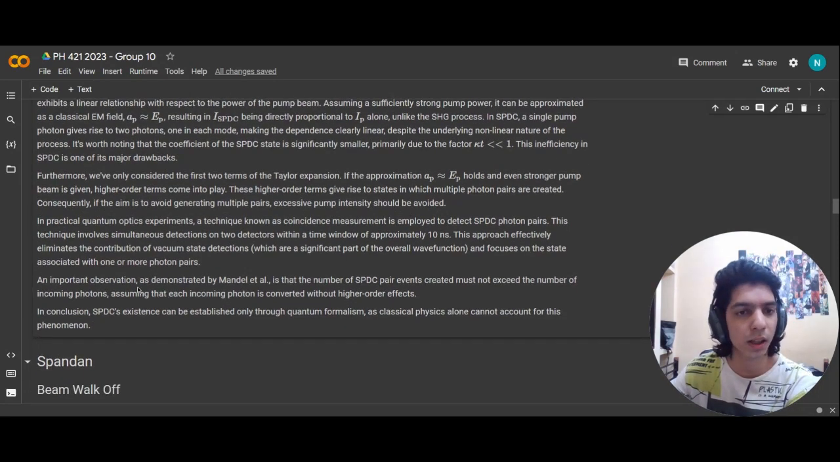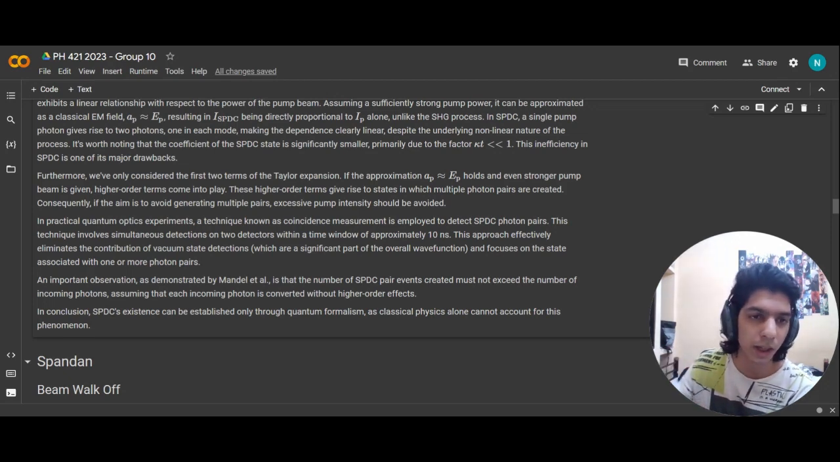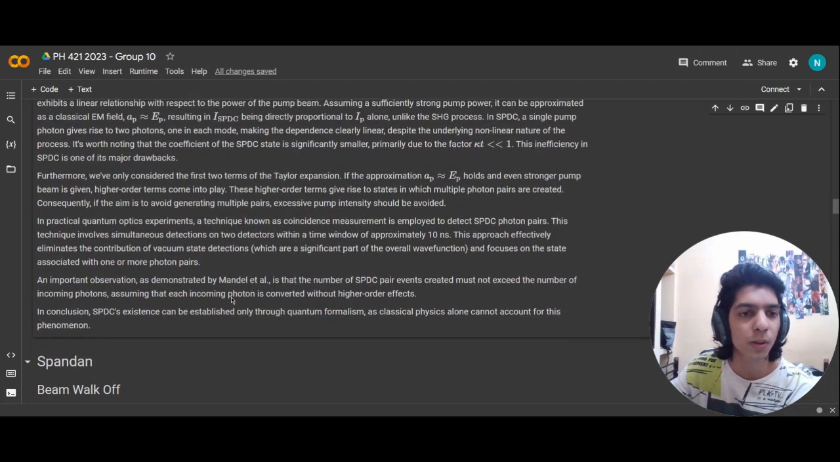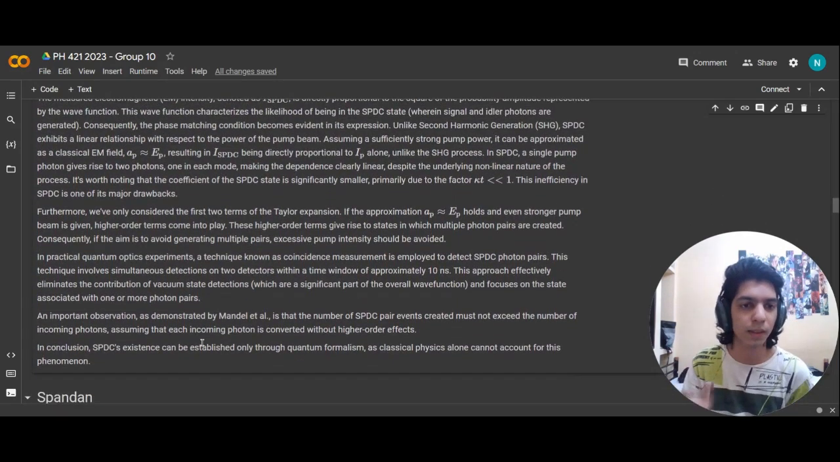Also, one observation was made by Mandel: the number of SPDC pair events created must not exceed the number of incoming photons. So, if there are two photons, then only two pairs can be created. We are assuming that each incoming photon is converted, without the higher order effects. So, in conclusion, SPDC can be explained only by quantum formalism, as classical formulation cannot explain this. Now I will pass to Spandan, who will explain the further topic. Thank you.